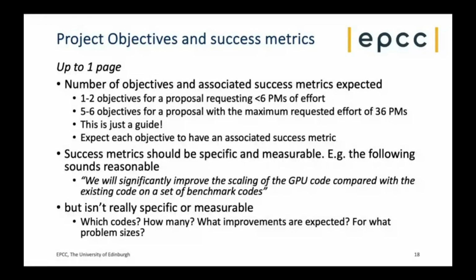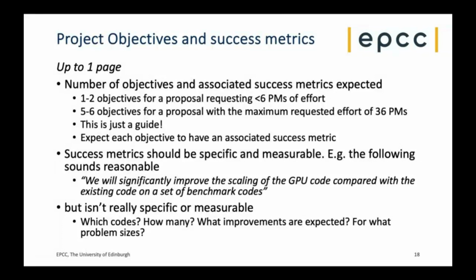So success metrics should be specific and measurable. I've just made one up here that is not specific and measurable. The following text might sound reasonable: we will significantly improve the scaling of the GPU code compared with the existing code on a set of benchmark codes. Okay, that doesn't read very well, but it basically sounds reasonable, right? It's the sort of thing you might want to do for a project, but actually it's not specific or measurable.